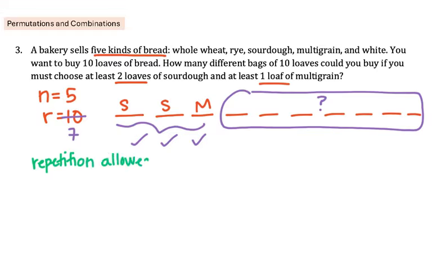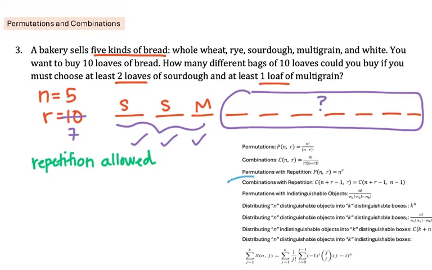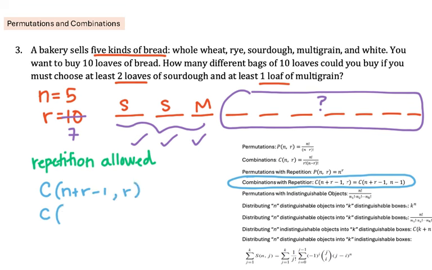And so when repetition is allowed, it's a much more complicated formula. Let's pull up the formula sheet. Okay, so it's a combination because order doesn't matter. I'm just putting the things in the bag. And we have repetition. So it's C(n plus r minus 1, r). So in this case, it's going to be 5 plus 7 minus 1, comma 7, which is 12 minus 1, 11 choose 7, which is 330.